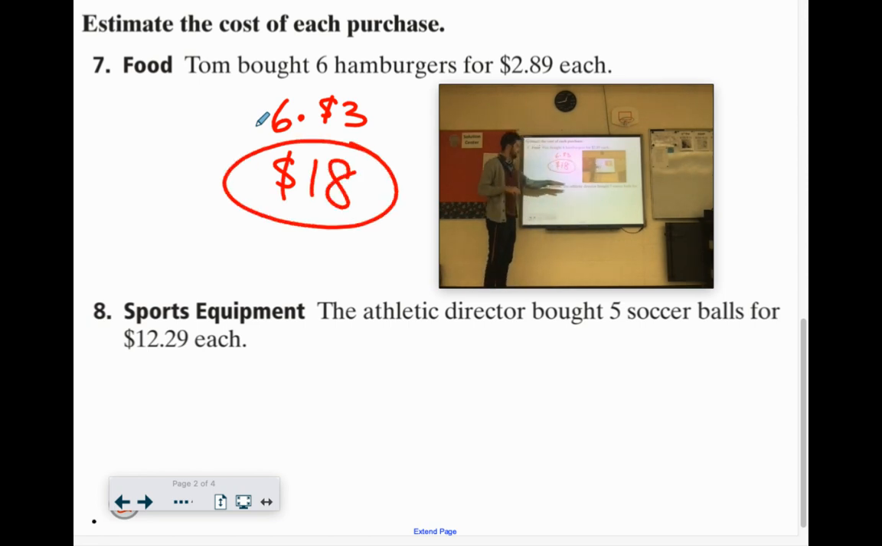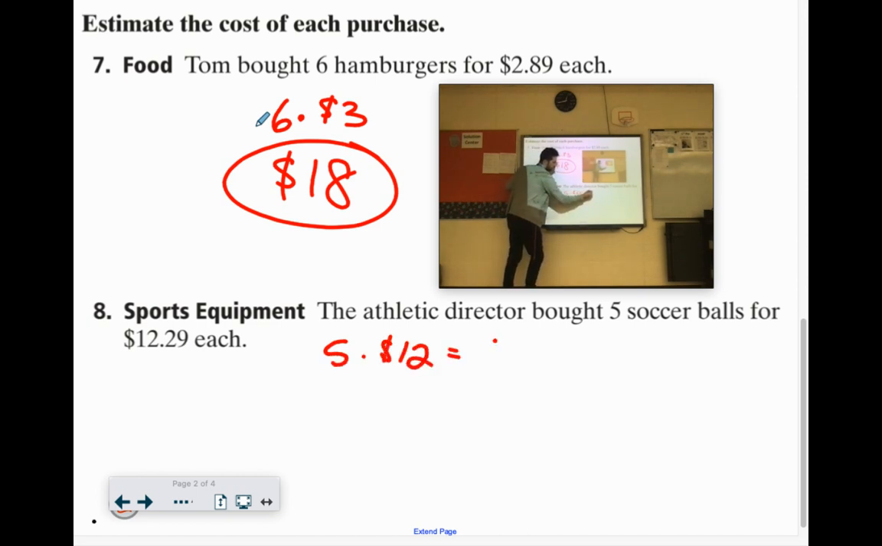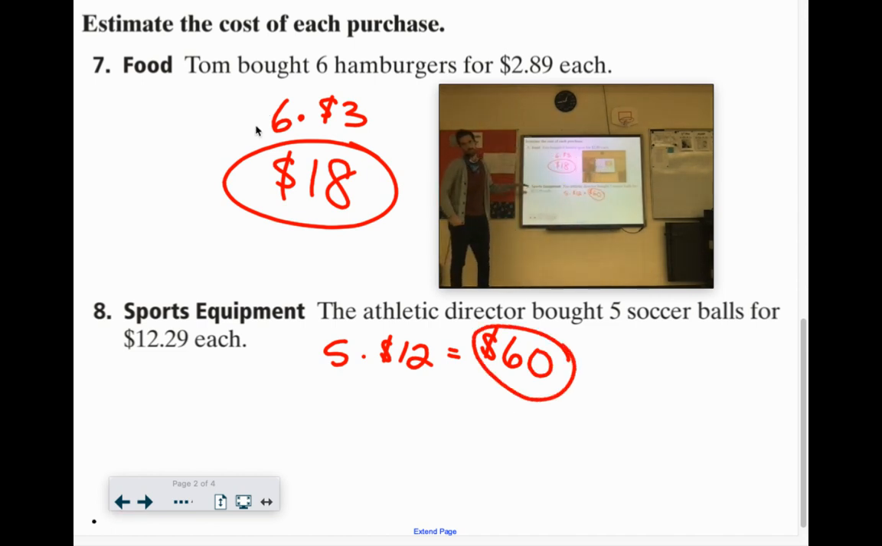should be $18. The athletic director bought 5 soccer balls for $12.29 each. Pretty darn close to $12. So 5 times 12 would give us $60. Now that's a bit of an underestimate because we bumped $12.29 down to $12. So it'd probably be a little bit over $60.